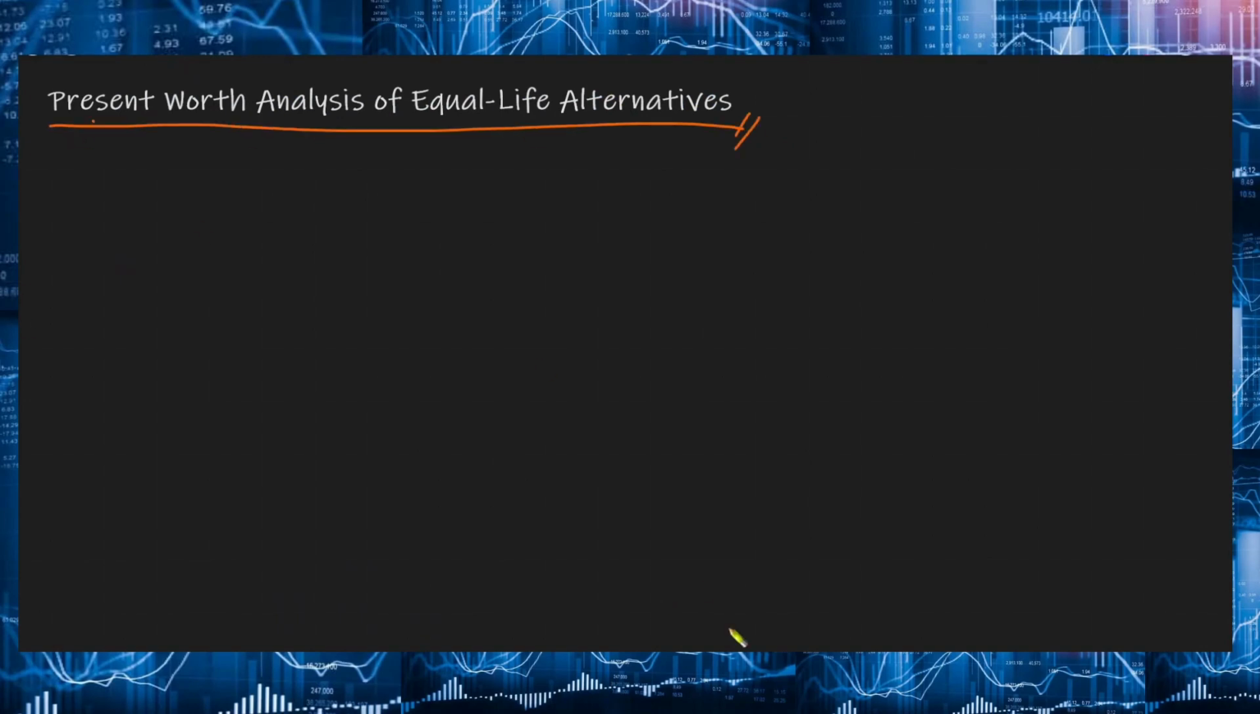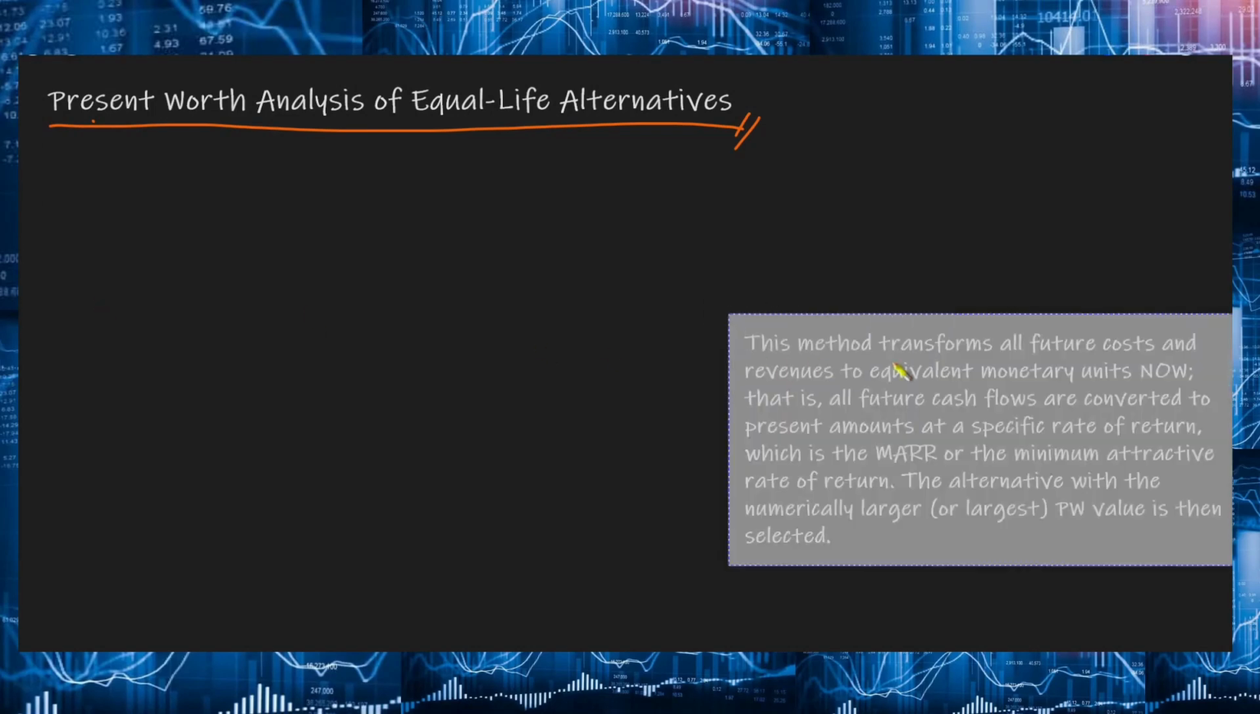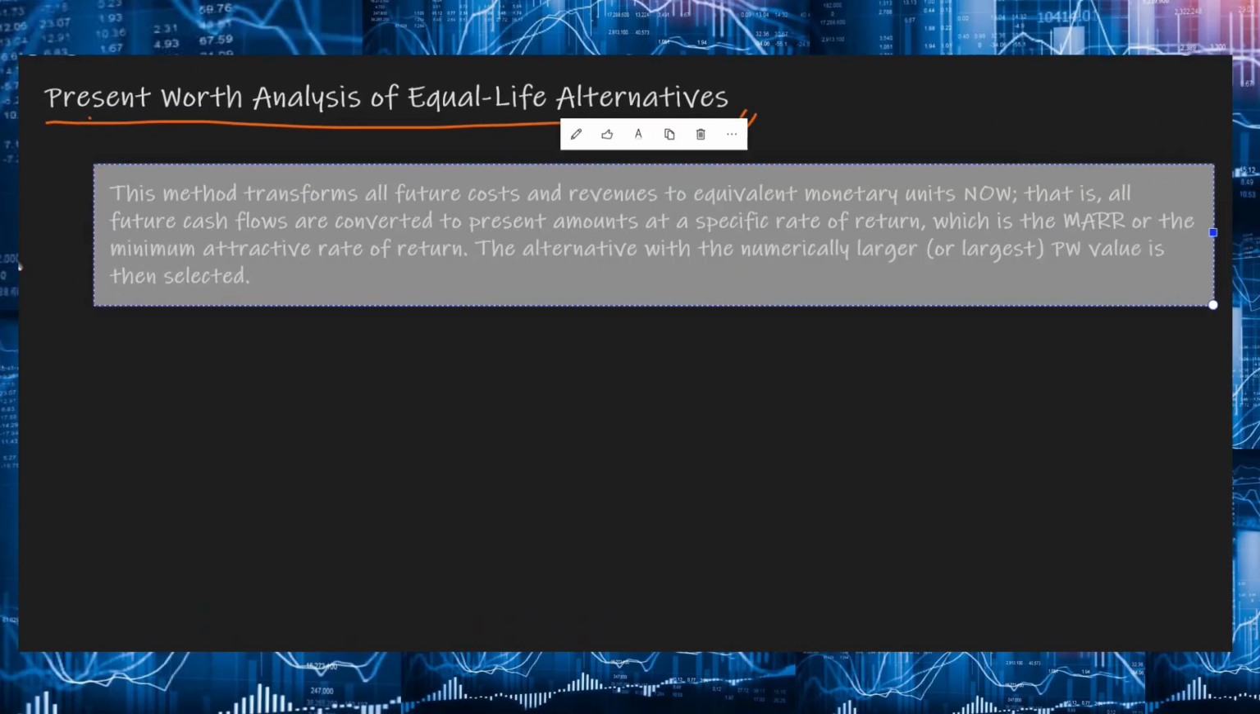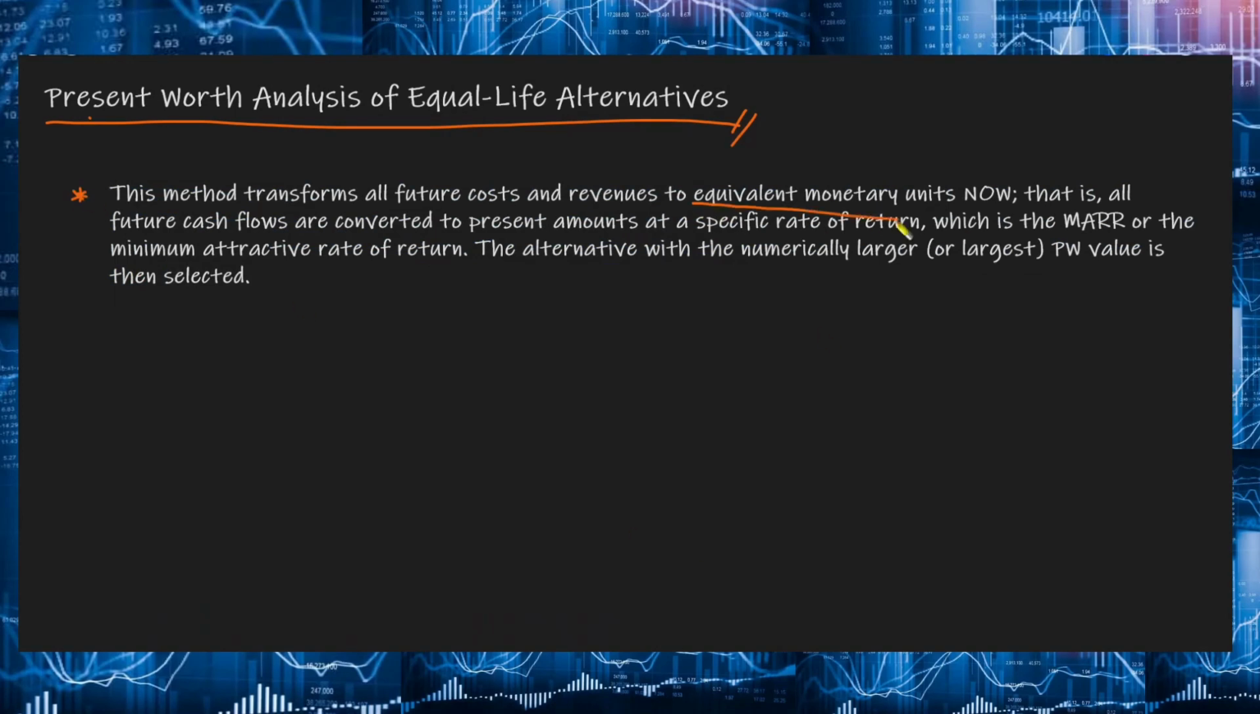Now, the present worth comparison of alternatives with equal lives is straightforward. So, yung present worth P natin, it is renamed as PW of the alternative or the present worth of the alternative. Again, as the name implies, present worth, this method transforms all future costs and revenues to equivalent monetary units now. That is, all future cash flows are converted to present amounts at a specific rate of return. So, yun na nga, itong tinatawag na rate of return or yung interest rate natin dito is the MARR or the minimum attractive rate of return.